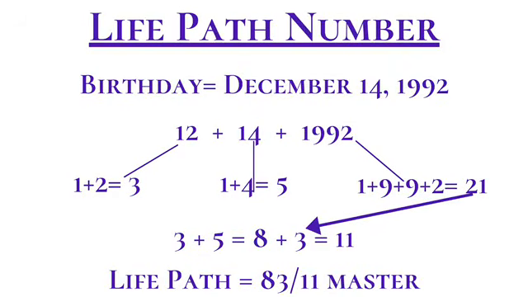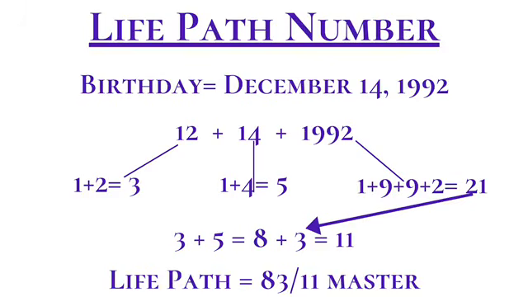Now I wanted to show you this example because in some situations we do not break down all of the numbers to obtain a single digit. So in this example we have December 14th, 1992. And when we added all of the numbers together in the month, the day, and the year, we ended up with a number 11. And 11 in numerology is a master number.